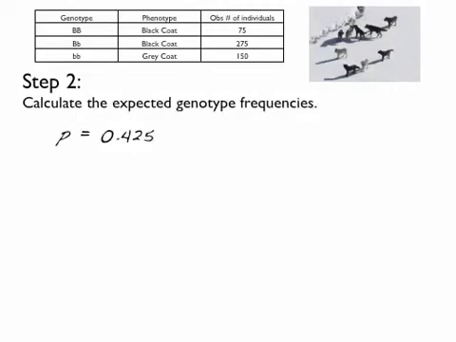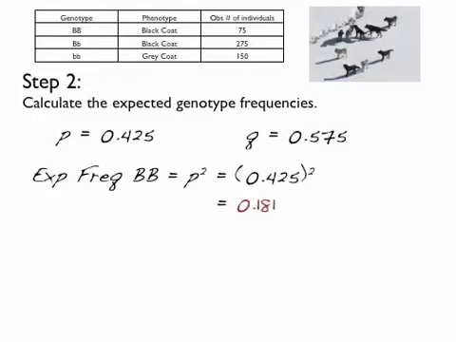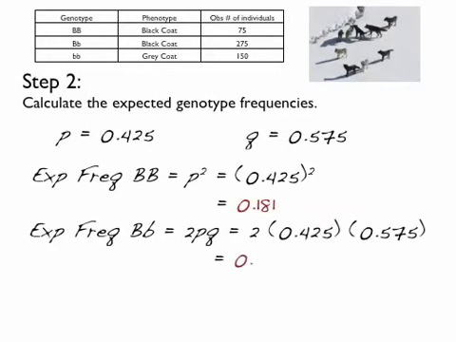The next step is to calculate the expected genotype frequencies. Using the frequency of P, the dominant allele, and the frequency of the recessive allele, we can calculate the expected frequencies of the different genotypes. For example, the expected frequency of the homozygous dominant is P squared, which equals 0.425 squared, which comes out as 0.181. Similarly, for the heterozygous individuals, 2PQ equals 2 times 0.425 times 0.575, which calculates to 0.489.